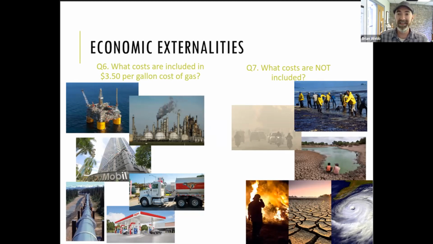The burning gasoline is a big contributor towards climate change. That has significant impacts, which we'll talk about in a couple of weeks here, significant costs associated with that on society, and unfortunately, most frequently impoverished people tend to be on the front lines of those impacts. Those costs are not included. So there are a lot of costs that are included, and there's a whole lot that aren't included.